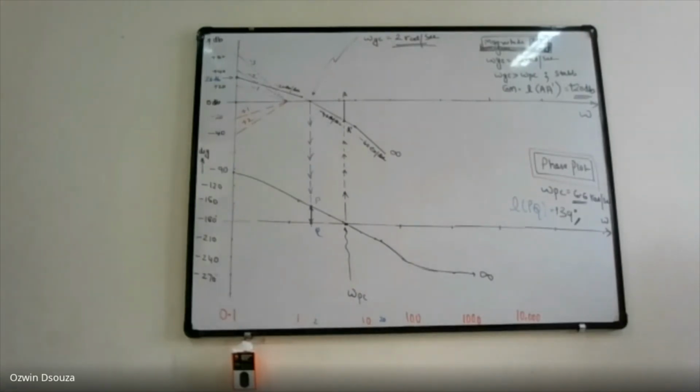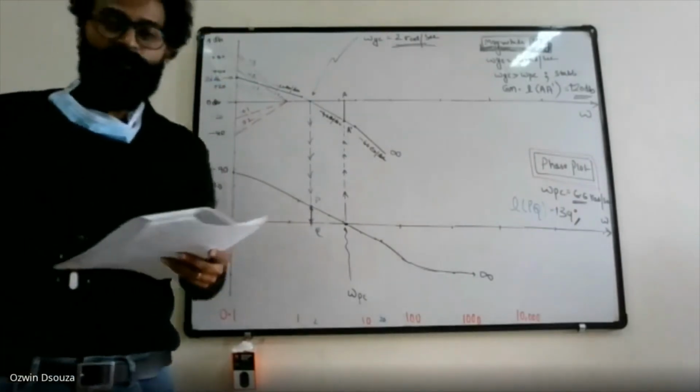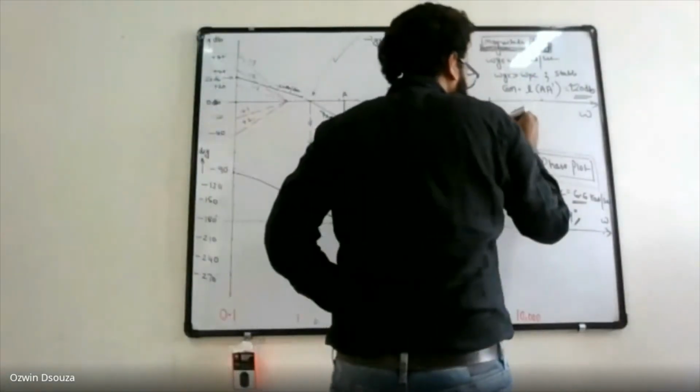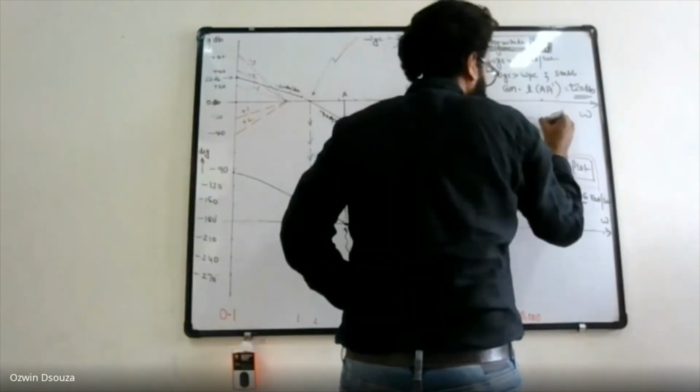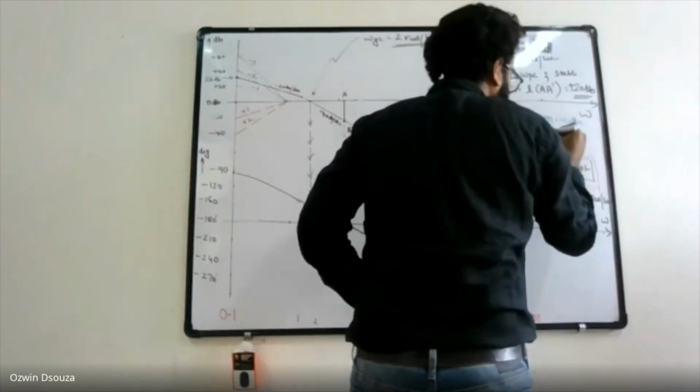Sometimes the question remains the same. Instead of asking you to find the gain margin and phase margin, they may ask something like this. Write down the second part of the question. Find K such that gain margin is 10 dB and phase margin is 50 degrees. So you need to find K for a gain margin of 10 dB and phase margin of 50 degrees.